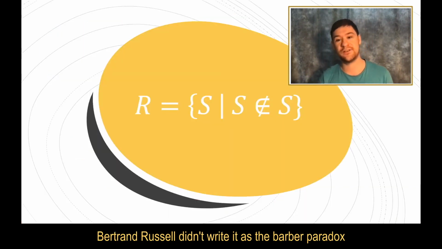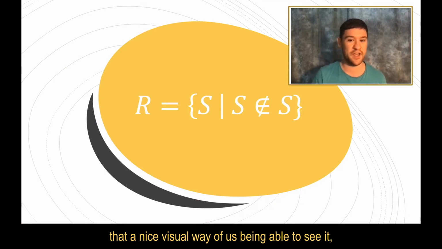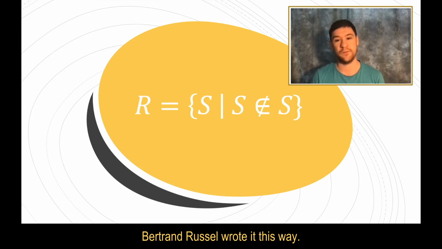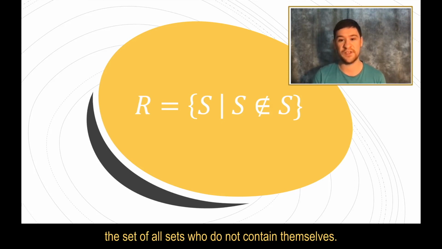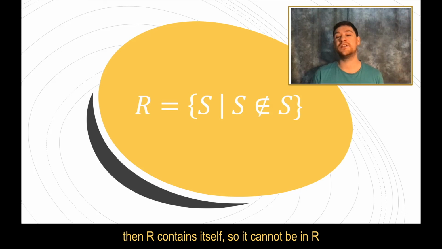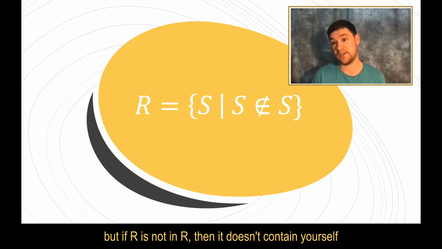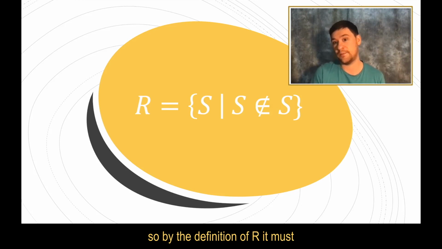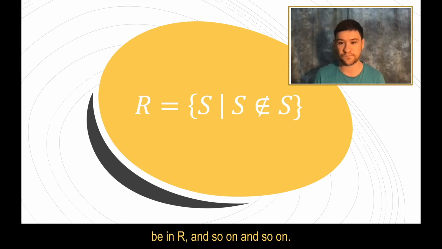Bertrand Russell didn't write it as the Barber paradox. That's a nice visual way of us being able to see it. Bertrand Russell wrote it this way. He said, let R be the set of all sets who do not contain themselves. So if R is in R, then R contains itself. So it cannot be in R. But if R is not in R, then it doesn't contain itself. So by the definition of R, it must be in R, and so on and so on.